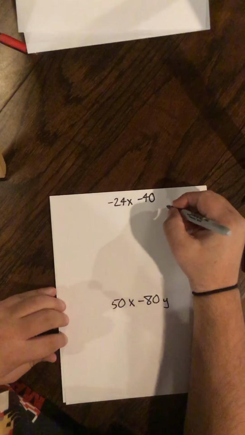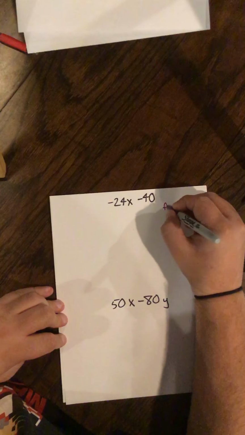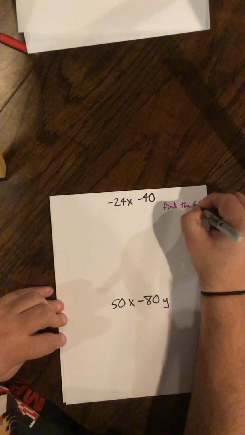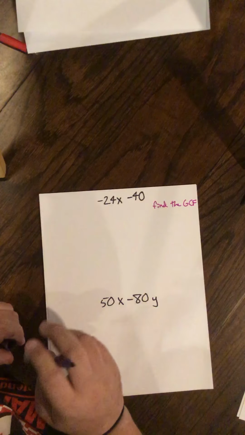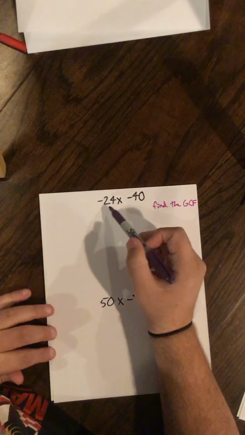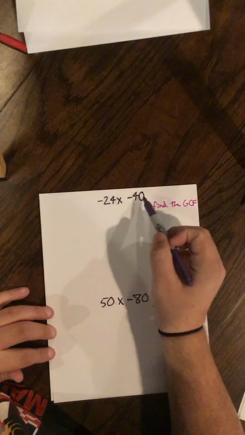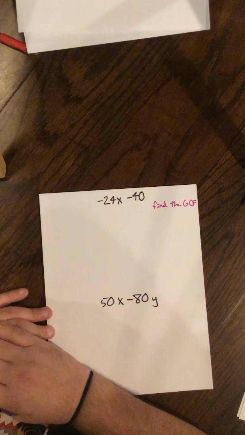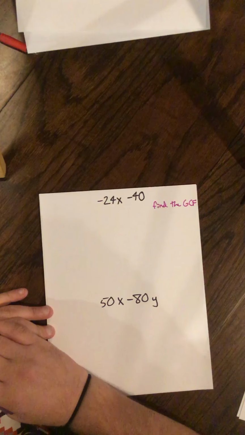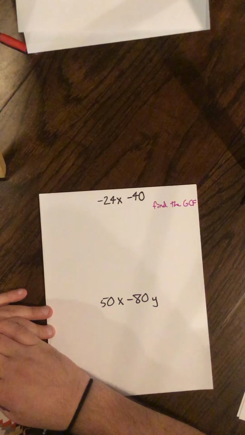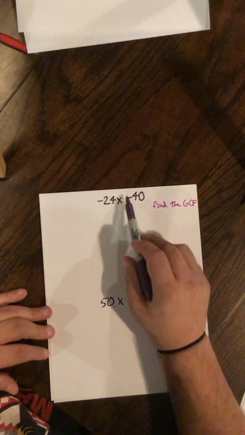So first thing, we're going to do the intermediate step. We're going to find the GCF. We're going to find that GCF. So what is the greatest common factor between negative 24 and negative 40? Now I want y'all to think about it. What is the biggest thing you can divide out of both of those?